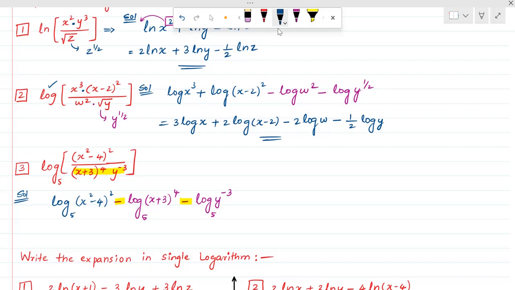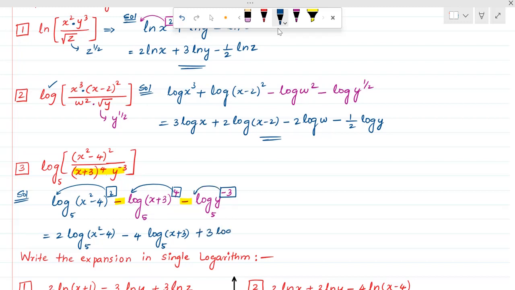Now after this, I just substitute the power. If you use the power rule, bring the power here, so it becomes 2 log (x square minus 4) to the base 5, minus 4 times log (x plus 3) to the base 5. Then I will bring the minus 3 here. The minus of minus becomes plus: plus 3 log y base 5. That's it.